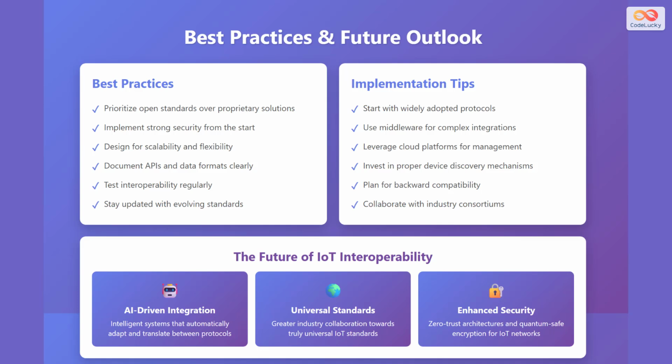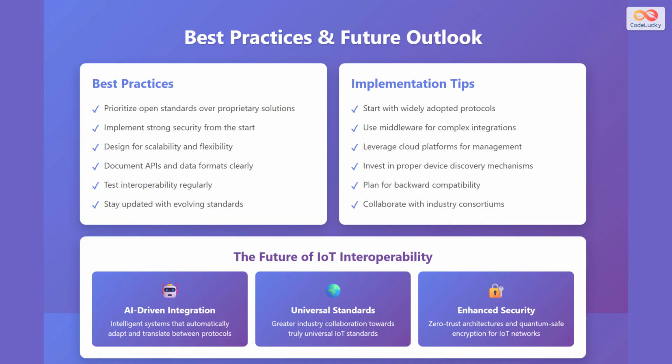Third, design for scalability and flexibility. Your needs will change and grow over time, so build systems that can adapt. Fourth, document your APIs and data formats clearly. Good documentation is essential for interoperability. Fifth, test interoperability regularly. Don't wait for problems to appear in production. Test how your devices work together throughout the development process. Sixth, stay updated with evolving standards. The Internet of Things landscape changes rapidly, so continuous learning is essential.